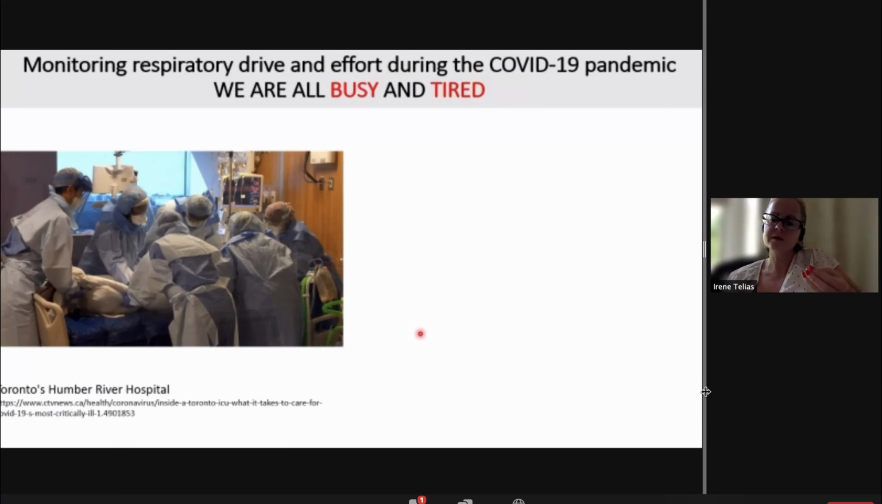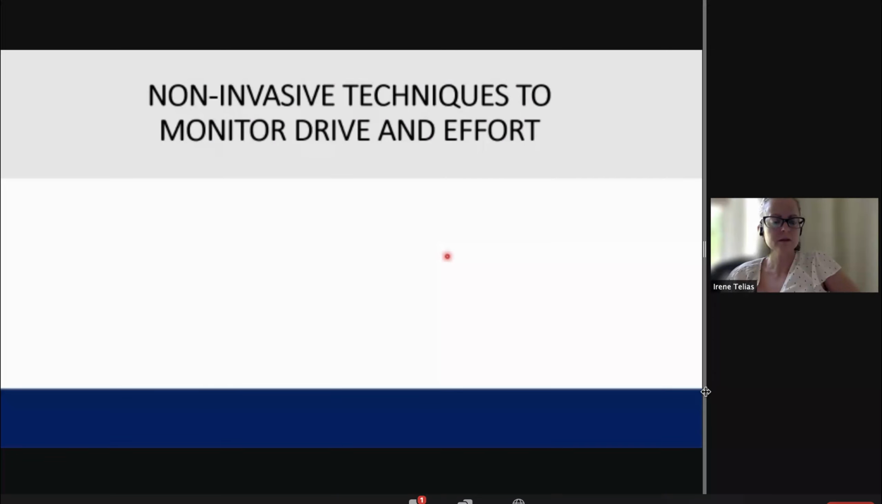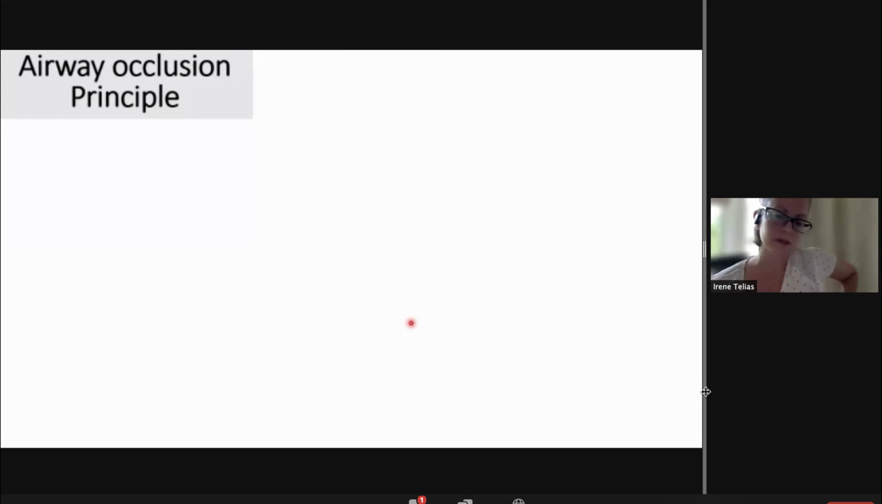And then focusing specifically on COVID, during the pandemic we were all very busy, proning patients, etc. And we were also tired. So we had to have simple techniques to be able to screen patients at the bedside and see if our setting of the ventilator was safe and appropriate, and then adjust accordingly. So we used a lot the non-invasive techniques to monitor drive and effort.